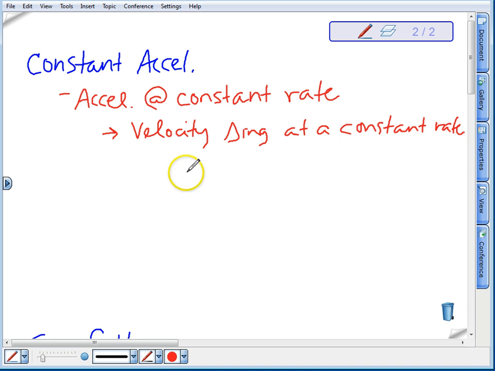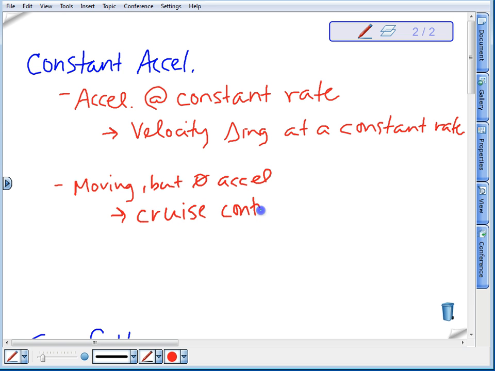You can actually be moving but not accelerating. This is like when you put your car on cruise control. So this means that you have a constant speed and a constant velocity, constant direction. Okay? So you can be moving but not accelerating.